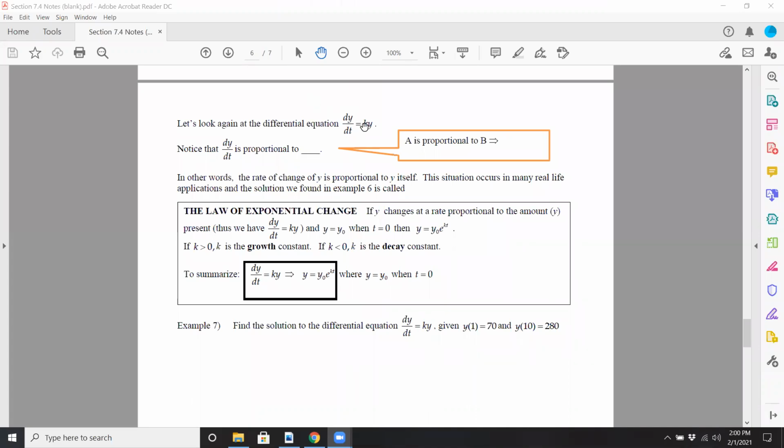Now, what this tells us, when dy over dt equals k times y, k is a constant. So it tells us that dy over dt is proportional to y. That's because dy over dt divided by y equals the constant, which is k. So if a is proportional to b, then you can say a over b is equal to k. So it's the same kind of reasoning there. So in other words, the rate of change of y is proportional to y itself, because the rate of change of y is dy over dt. So this situation occurs in many real-life applications, and the solution we found in example 6 is called the law of exponential change, which we just solved.